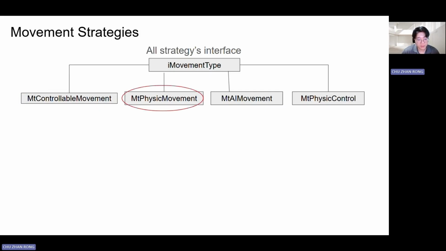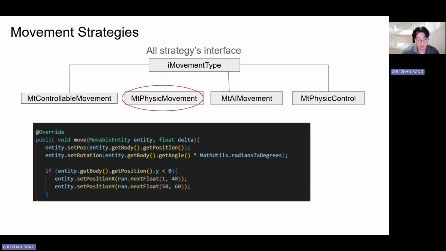Empty physics movement is entirely passive. It reads the Box2D's body, position, and rotation each frame and copies those values into the entity. It also handles respawning if the entity falls out of the world. All four plug into any movable entity with zero changes to the entity or the manager.